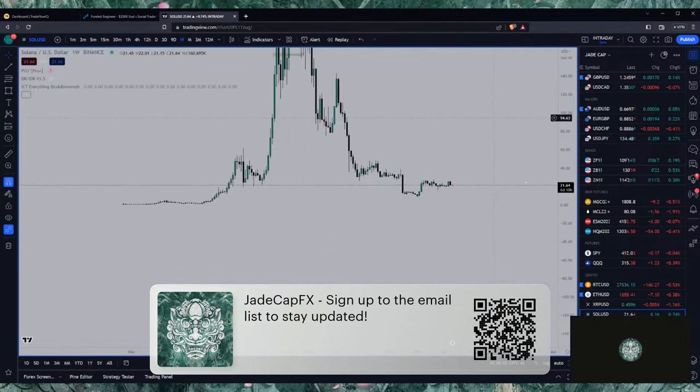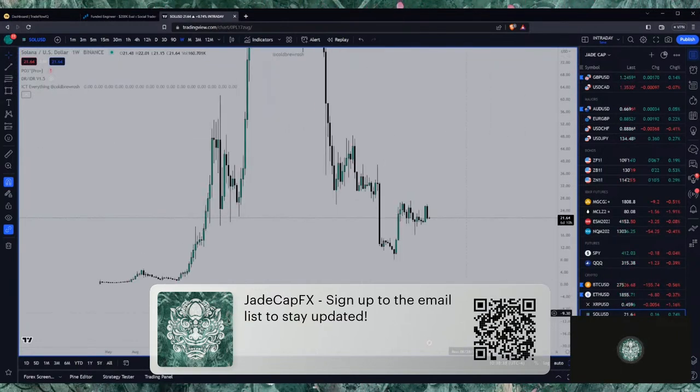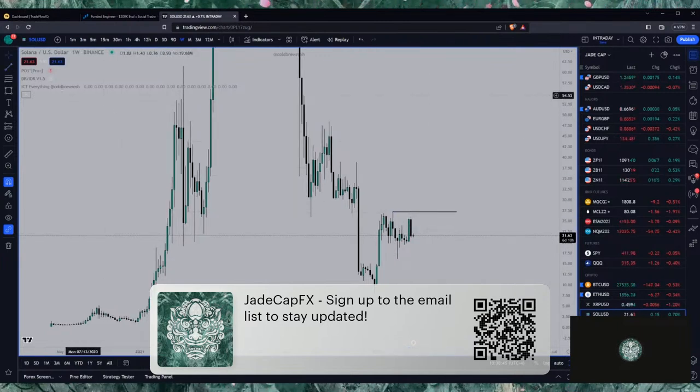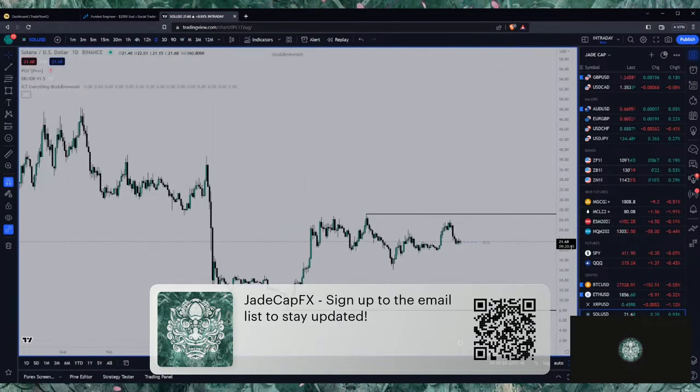Solana. Solana's in a nice tight range. I like this wick in here. Right, this is creating our swing point. So now we have this range to work with. We filled in this buy side imbalance quite a bit. So do we press higher from here? All right, something to watch.